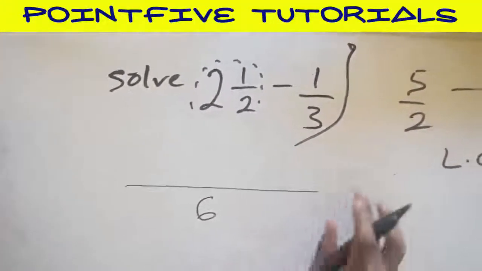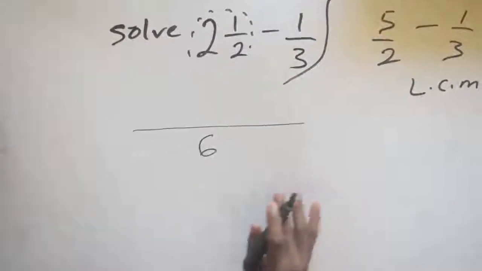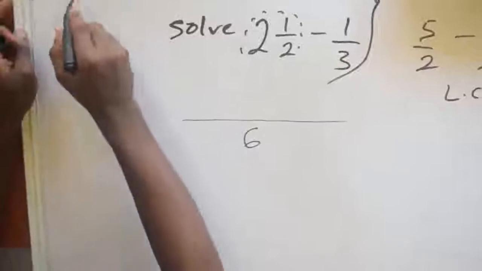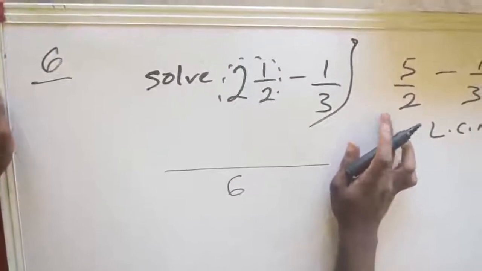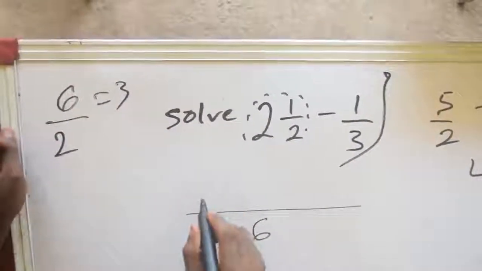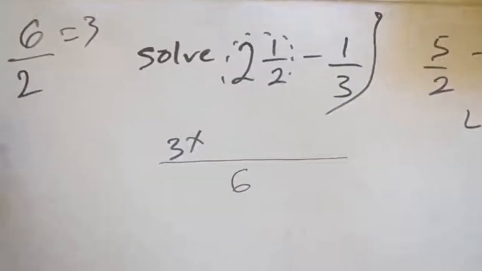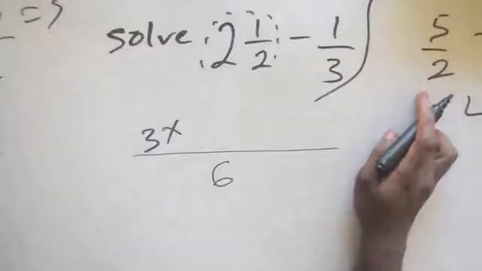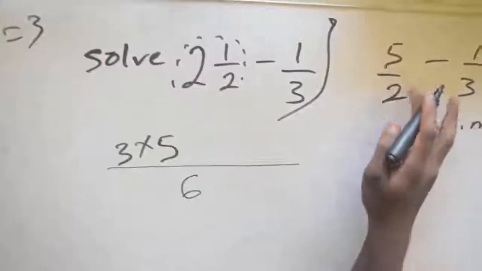Now the next thing, you go back to the question. We have 5 over 2, which is the first fraction. Take your LCM. Your LCM here is 6. Divide the LCM by the denominator of the first fraction, which is 2. When you do it, it will give you 3. Bring the 3 down. Multiply this 3 with the numerator of the first fraction. The numerator of the first fraction is 5. Then we are done with this.